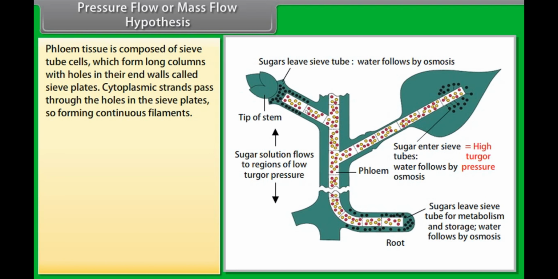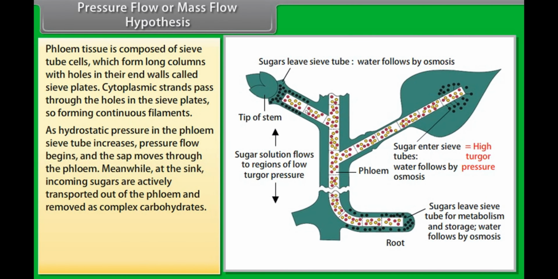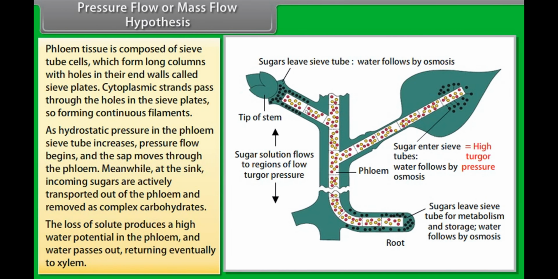Cytoplasmic strands pass through the holes in the sieve plates, so forming continuous filaments. As hydrostatic pressure in the phloem sieve tube increases, pressure flow begins, and the sap moves through the phloem. Meanwhile, at the sink, incoming sugars are actively transported out of the phloem and removed as complex carbohydrates. The loss of solute produces a high water potential in the phloem, and water passes out, returning eventually to xylem.